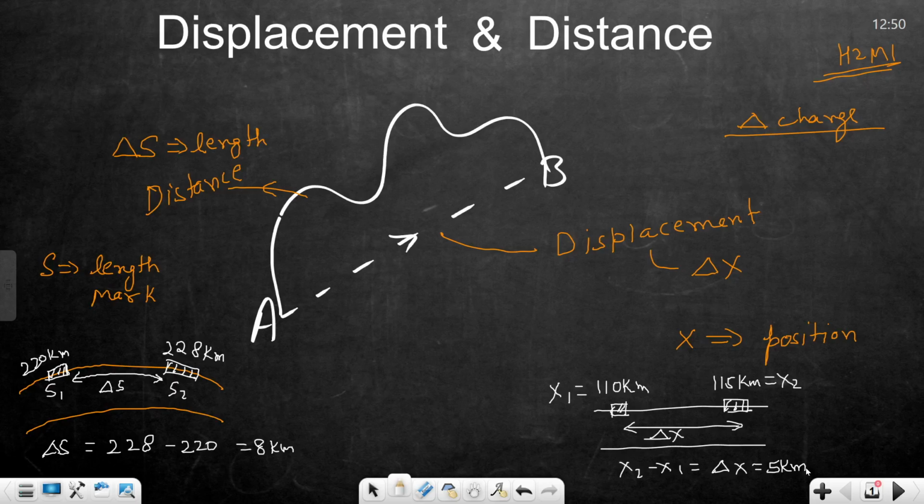Clear? Can you explain that delta S and delta X thing again? Delta S can be a curvy path, so we will mark it as S. That will give you the distance. And X is the straight line displacement path, so we will mark it as X. Clear?